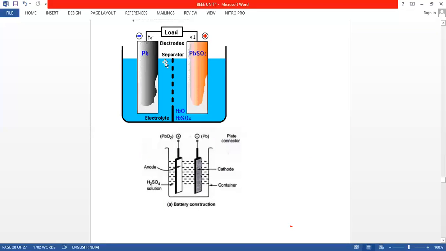Now what is this liquid solution? H2SO4. Anyone tell me the name? Sulfuric acid, plus water. Electrolyte means a liquid solution. What is the liquid solution used in lead acid cells? Sulfuric acid plus diluted water. And this is the separator. The separator is just one rod which separates both the electrodes, positive and negative. Load means the bulb. Here also the same diagram. The lead acid battery contains two electrodes: the positive electrode is lead peroxide, and the negative electrode is lead.